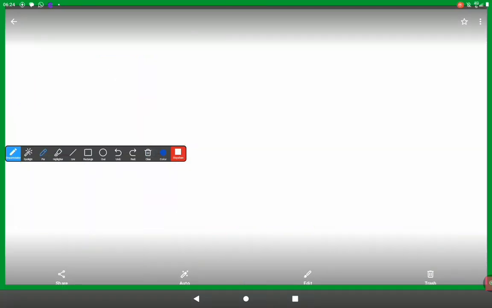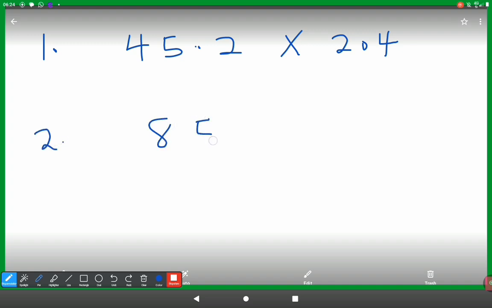Now you can try this and drop your answers in the comment section. 45.2 multiplied by 2.4. Then 85.15 multiplied by 6.2. Alright, thank you very much.